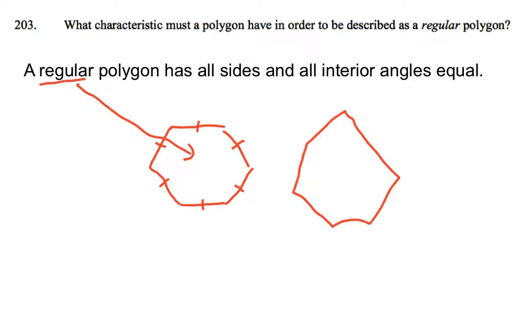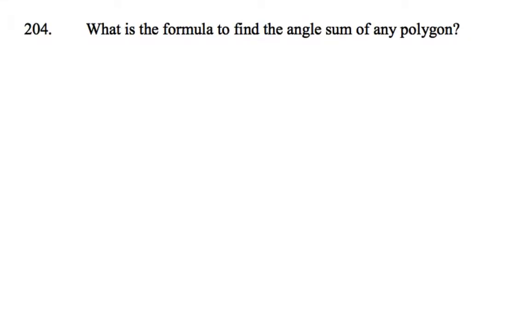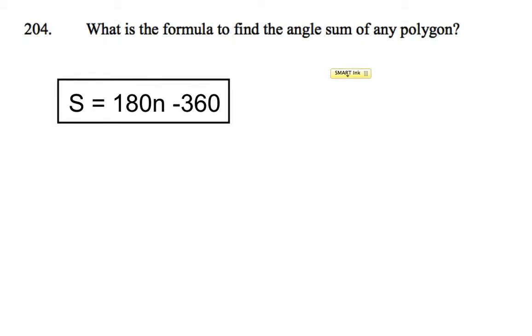So unless the markings are there, you can't really call it a regular one unless they've described it as such in words at the beginning of the question. What's the formula to find the angle sum of any polygon? Okay, so we'll need to find the number of sides it's got, and that's one formula to use. The number of sides goes in here, and that S stands for the angle sum.